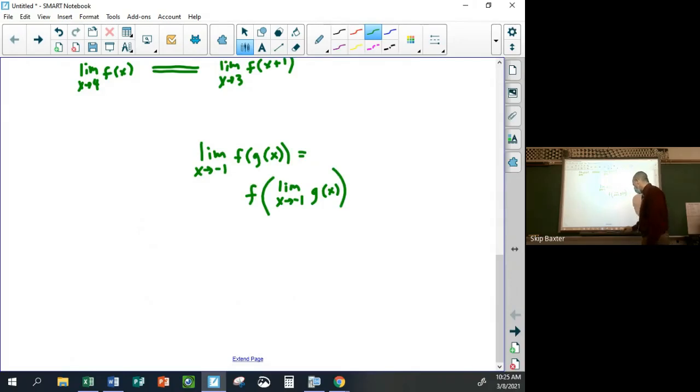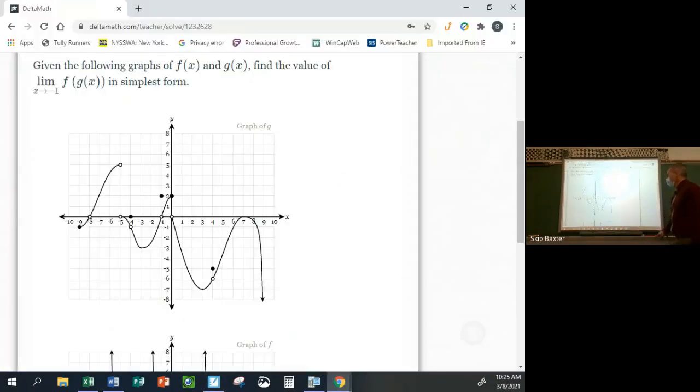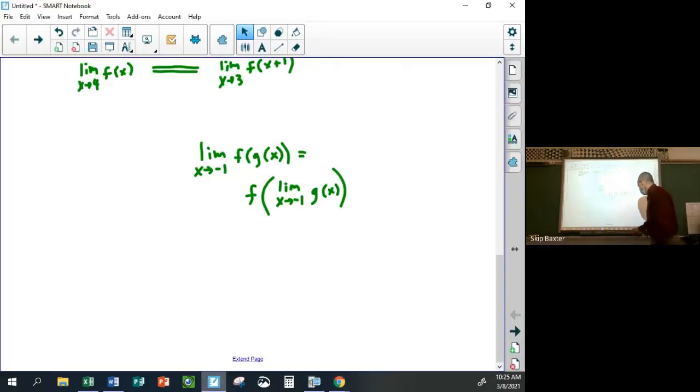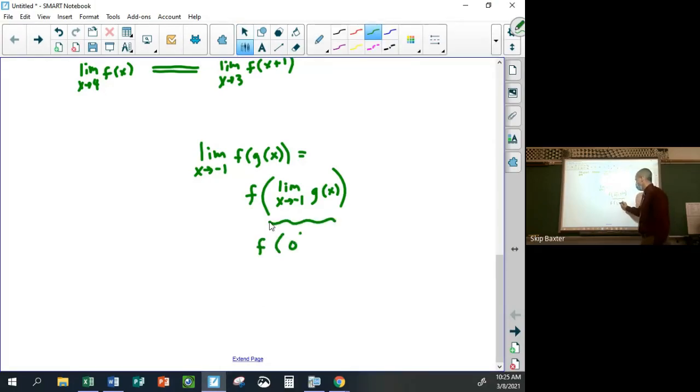So if I look at g of x in my picture, this is g of x. What's the limit as x goes to -1? It's 0, because it's the y coordinate of the hole. This is a hole in the function. We ignore that random point right there. The limit as x goes to -1 of g of x is 0. So up here, I'm just going to replace this whole thing with 0. It's going to be f of 0.